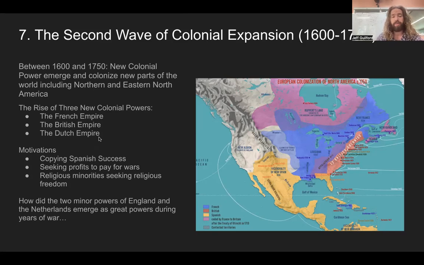And third, religious minorities, people who are being persecuted in their home country, are going to look to the Americas as a place where they can find some degree of religious freedom and religious toleration.